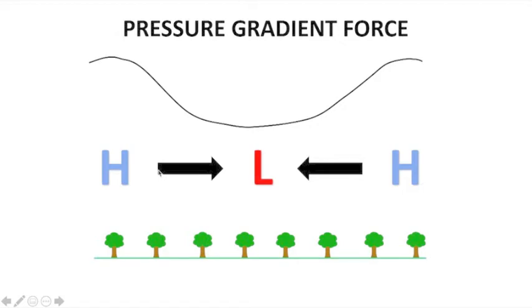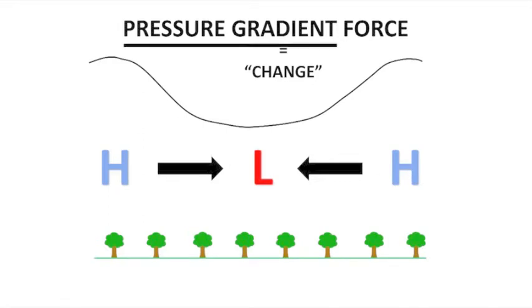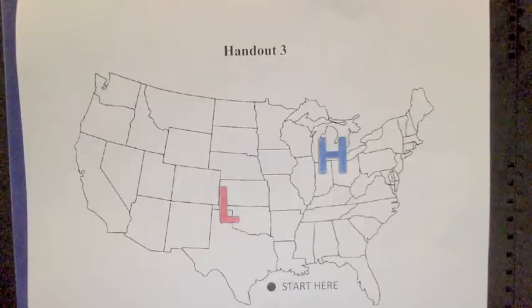Now that's a lot of words. Let me just explain what they mean. The word gradient just means change. There's a change in pressure from high to low here, or from high to low here. In between these, there's a change in pressure, or a pressure gradient. And this pressure change forces the air toward lower pressure. Pressure gradient force.